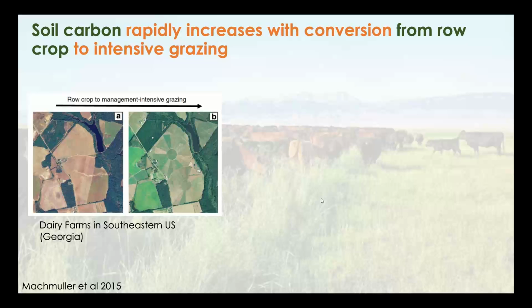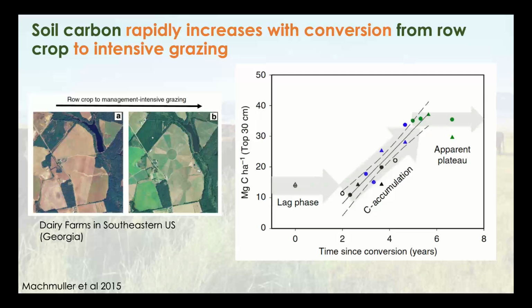So this was a study that I did back during my PhD in Georgia, and this was a conversion of row crop agriculture that was primarily cotton farming to management intensive grazing dairy systems. And what we found was, upon this conversion and the implementation of management intensive, rotational grazing practices, that these practices led to a large accumulation of carbon in the soils.